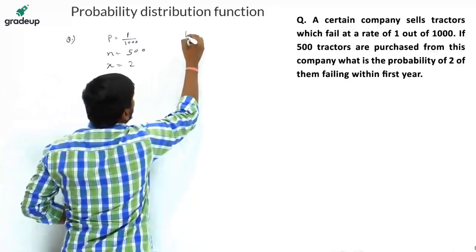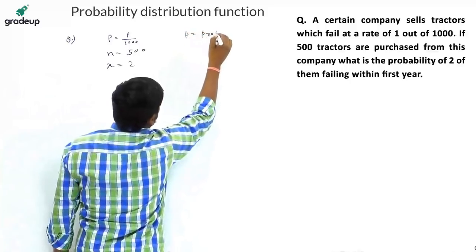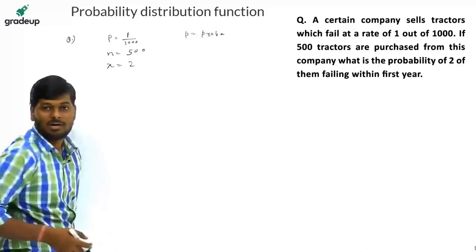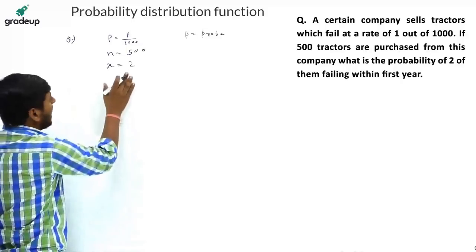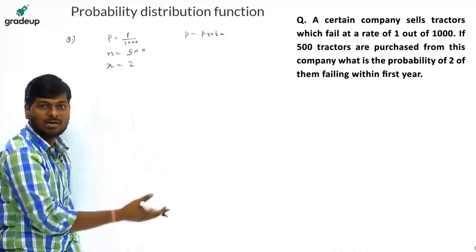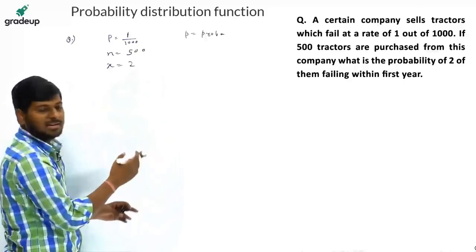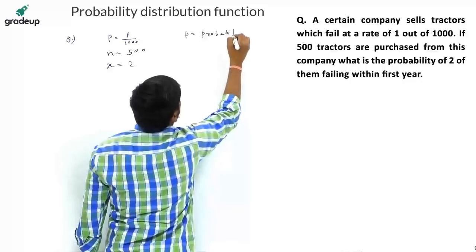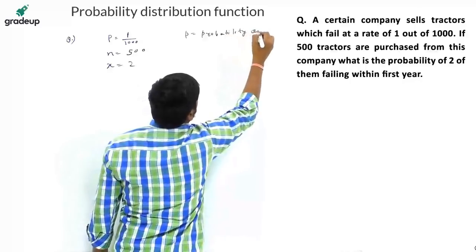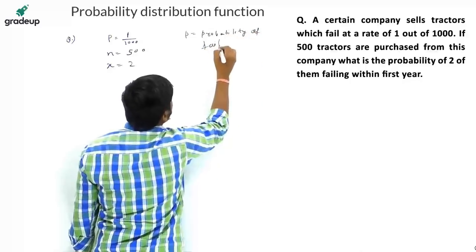I have told you p is the probability of success, but here I am taking p as the probability of failure. Why? Because the probability that we have to find is the main p. So we have to find the probability of failure. That's why p is the probability of failure that we are taking. Clear to everyone why I am taking p as the probability of failure?